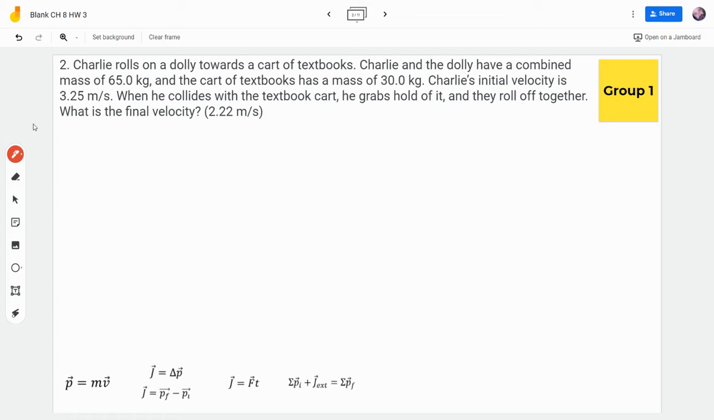So this is a perfectly inelastic collision because you're starting with two separate objects at the beginning of the problem, and they end up stuck together at the end. So perfectly inelastic collision. And what we need to figure out is what is the final velocity.